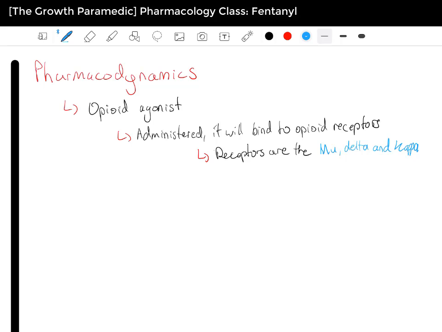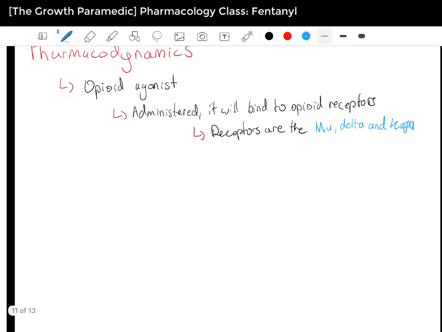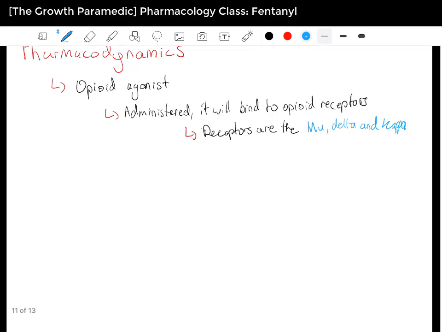And you're really going to memorize these. These are the mu, delta, and kappa receptors. And to help you memorize, as we know, fentanyl is an opioid agonist. So if it's an opioid, it will most obviously bind to receptors that receive opioids. So that's how you know that mu, delta, and kappa are the receptors for it. But please do keep these three receptors in the back of your head, because for both morphine and fentanyl, these are the receptors that it will bind to.